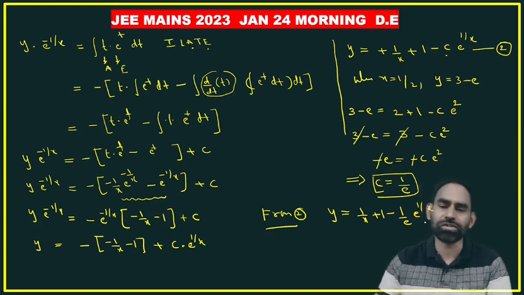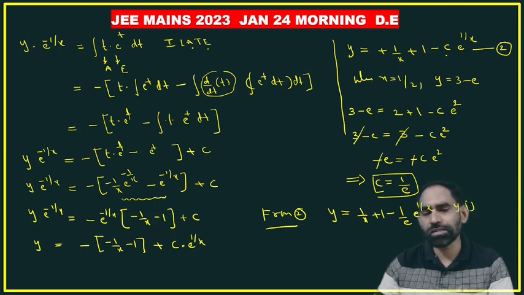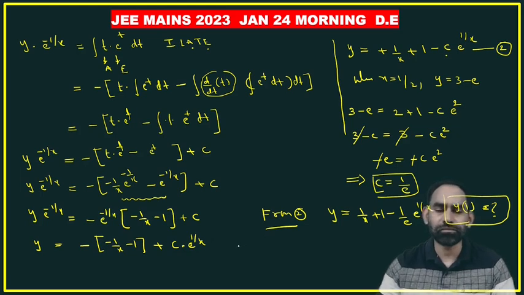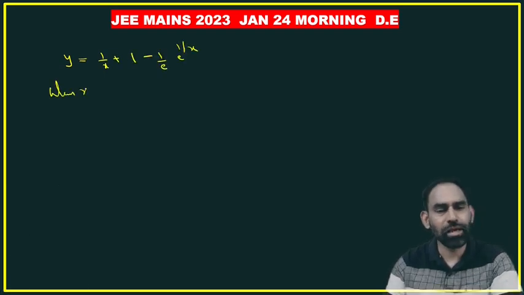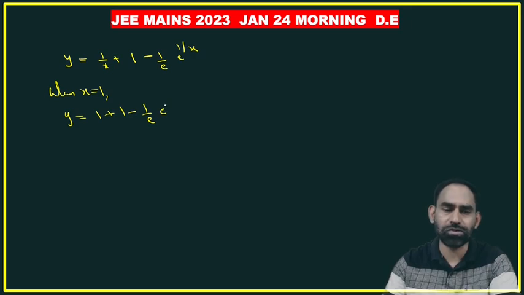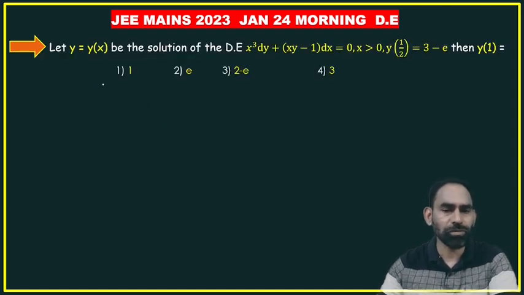This is general solution. In this general solution, they are asking here y of 1. Y of 1 means when x equals 1, y is required. Now once again I am writing y equals to 1 by x plus 1 minus 1 by e into e power 1 by x. When x equals to 1 asking y value, so substitute x equals to 1 in the above equation. 1 plus 1 minus 1 by e into e power 1, 1 by 1 becomes 1, so e gets cancelled. Y equals to 1 plus 1 minus 1, 1 cancel, y value is 1, therefore option 1 is correct.